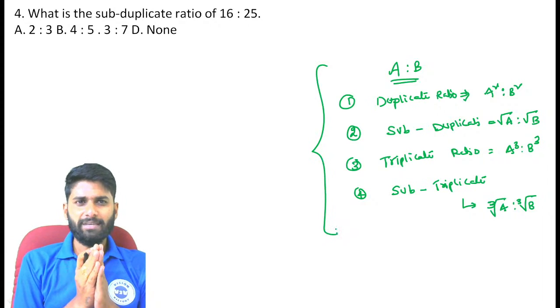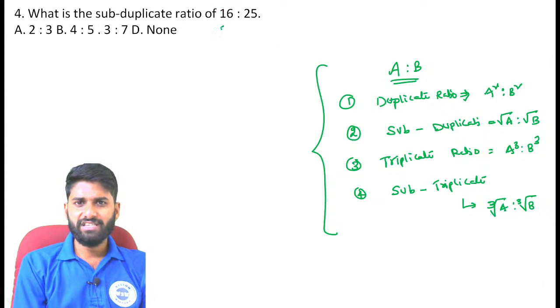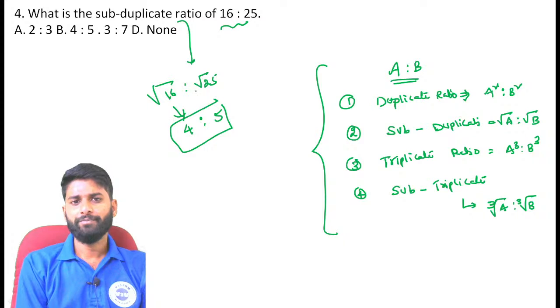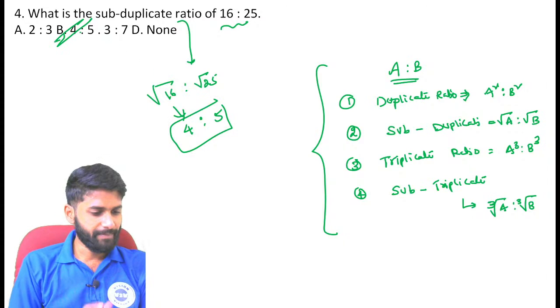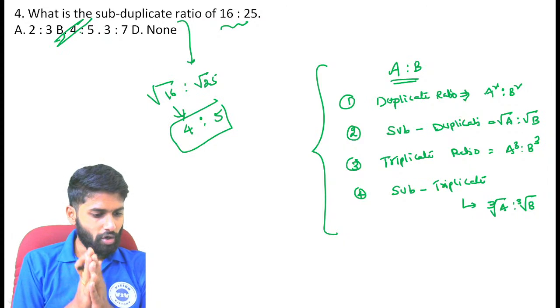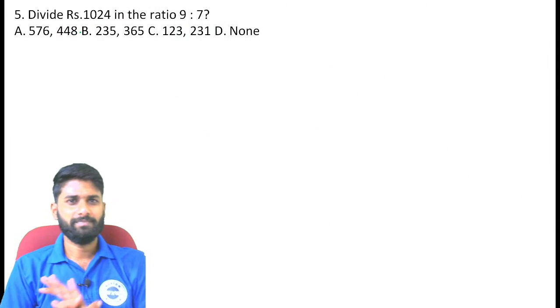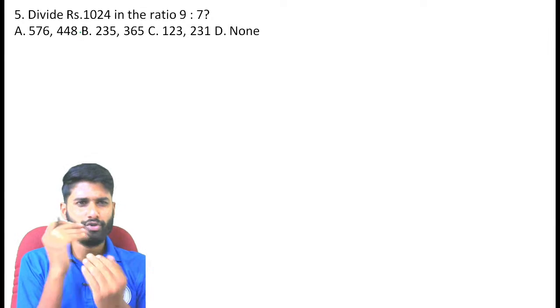Here is the question, subduplicate ratio. There is a ratio given, 16 is to 25. What is the subduplicate ratio? Under the root of 16, under the root of 25. Now the answer becomes exactly equal to 4 is to 5. Very good, Roy, Pranita, Upendra. Go through the next question. This is just a basic question.